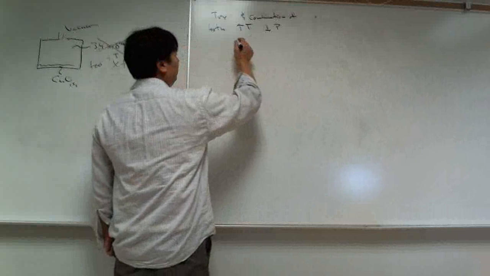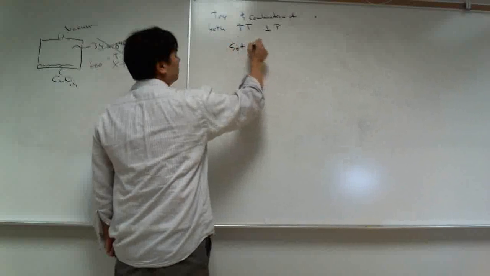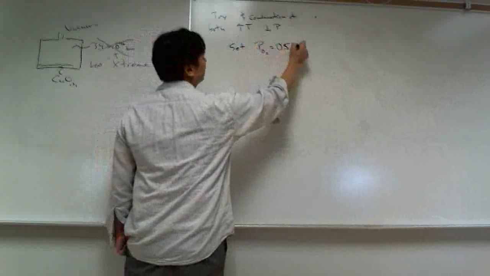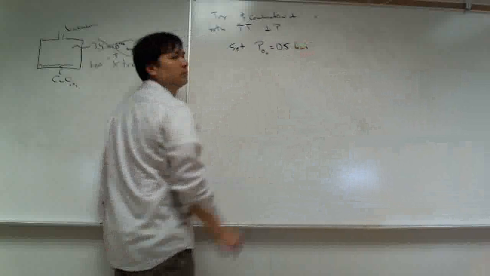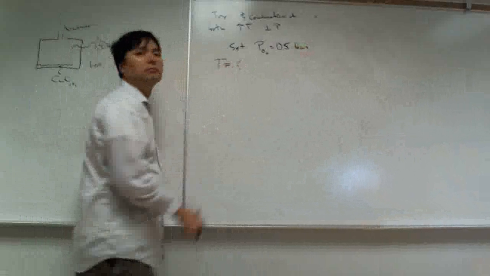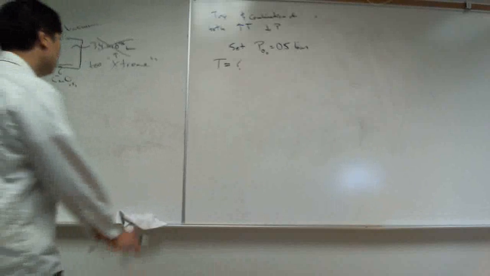So what we'll do is we'll set the pressure of O2 to about half an atmosphere, or half bar. This is about half an atmosphere. And then solve for the temperature. So this means that we don't have to go as extreme as far as temperature goes, or vacuum, hopefully.